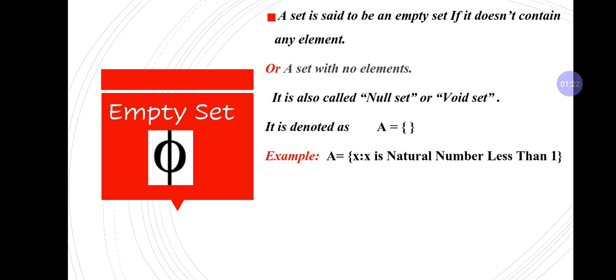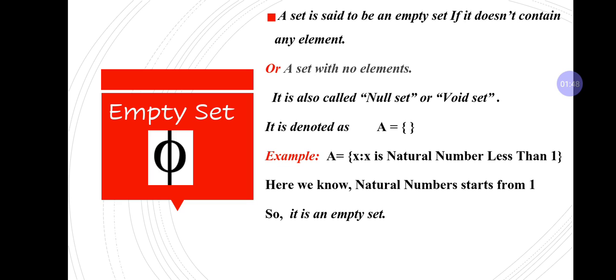Now consider an example to understand empty set. Here A equals curly braces start x colon x is a natural number less than 1 bracket close. It means that here x considers those elements which are less than 1 and which are natural numbers also. But we all know natural numbers start from 1 only. So there will not be any element which exists in set A. So it is an empty set. Here is a note, set {0} is not an empty set.